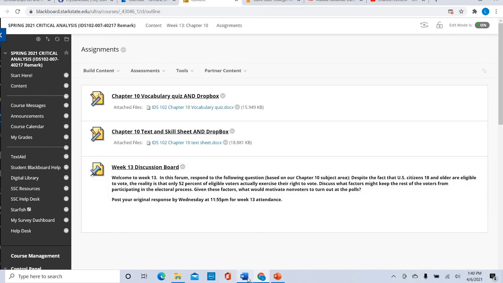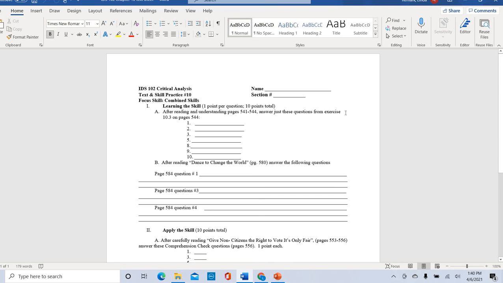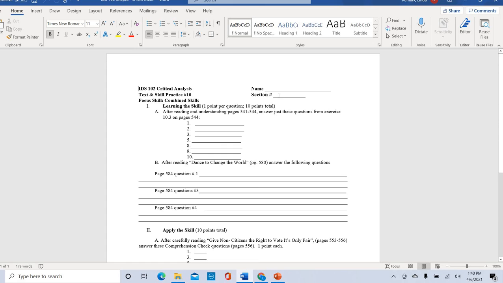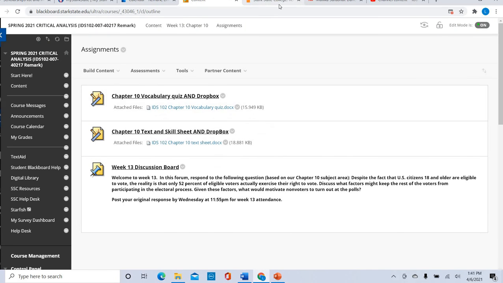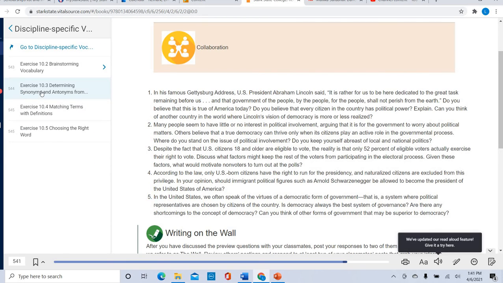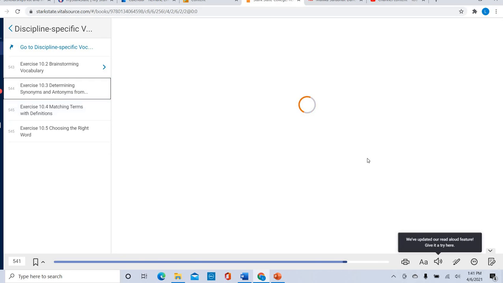All right, so now we're going to go ahead, and as you can see, this is a rather condensed text and skill sheet. So part A is going to be the vocabulary review. Some of these questions are going to mix in all of the concepts that we've done so far. So for part A, you're going to go to exercise 10.3. So I'm going to go to our textbook and do my discipline. Here is my 10.3 right here.